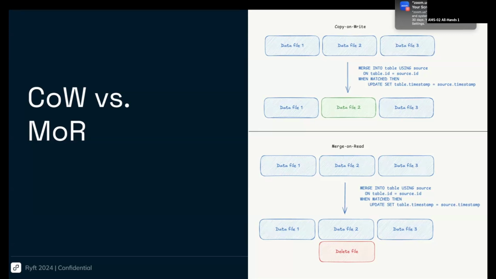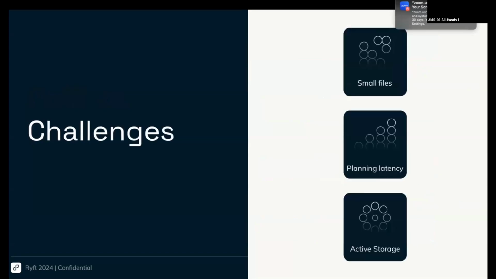Okay, so after we chose the writing strategy, we are left with a few really, really painful challenges. I'm going to talk about three today: small files, planning latency, and active storage, which are the most common challenges with streaming today. So let's start with understanding them.